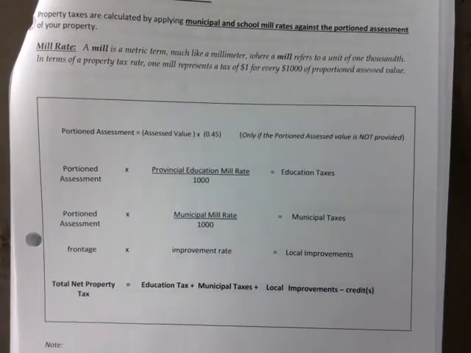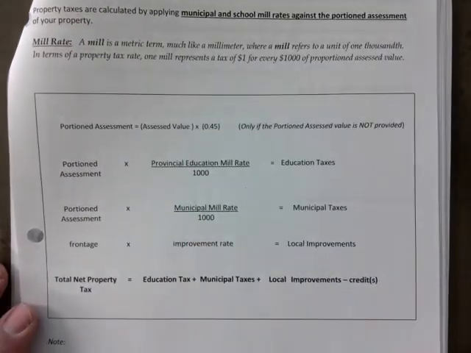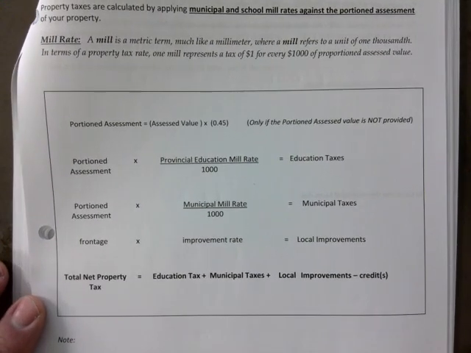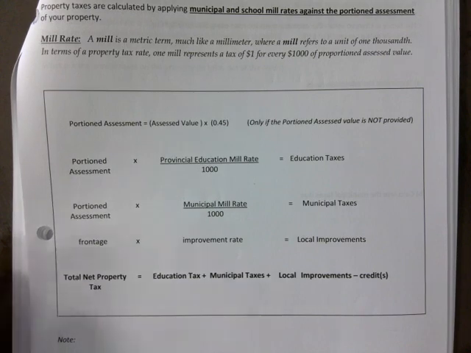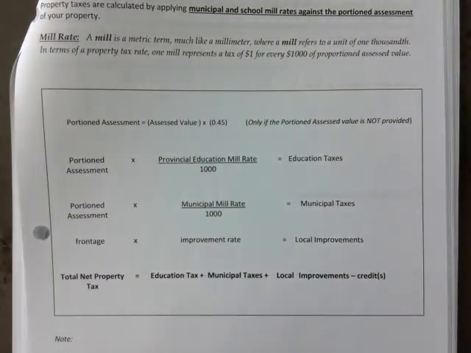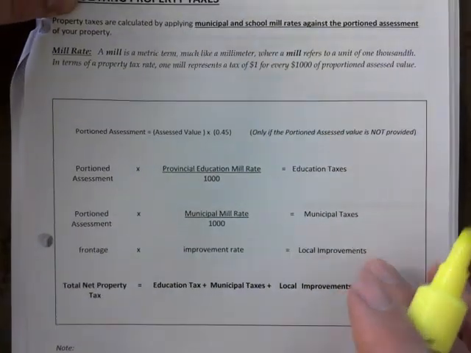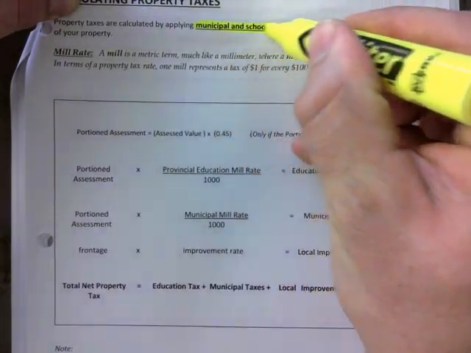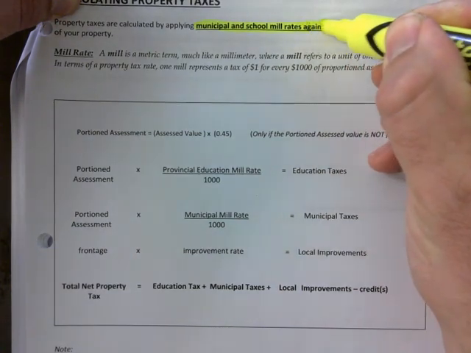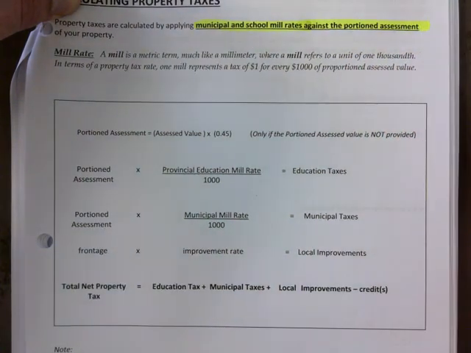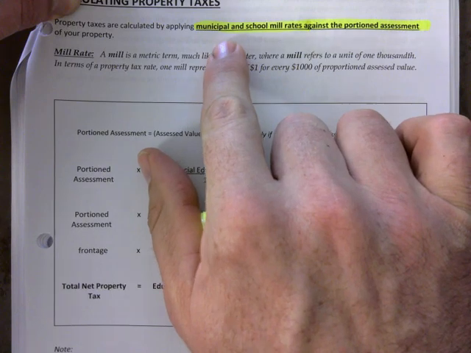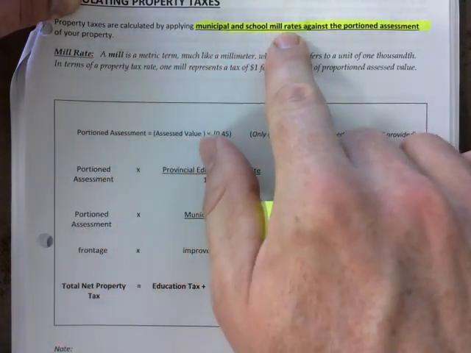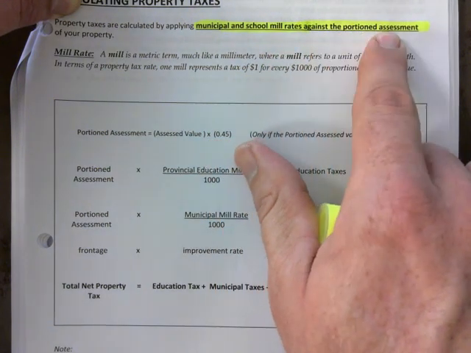I would say, I don't know, this is too much space on your study sheet, way too much, but this is how you calculate your property taxes. Okay, first thing you need to know: municipal and school mill rates, this is on page 68. Property taxes are calculated by applying municipal and school mill rates against portioned assessment.